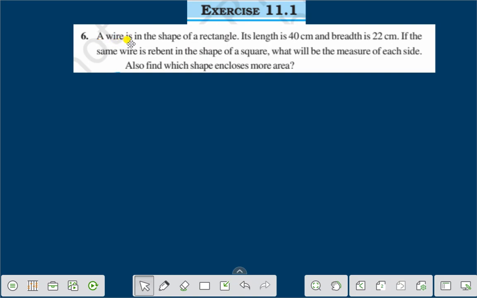A wire is in the shape of a rectangle. Its length is 40 cm and breadth is 22 cm. If the same wire is rebent in the shape of a square, what will be the measure of each side? Also find which shape encloses more area. Let us find.